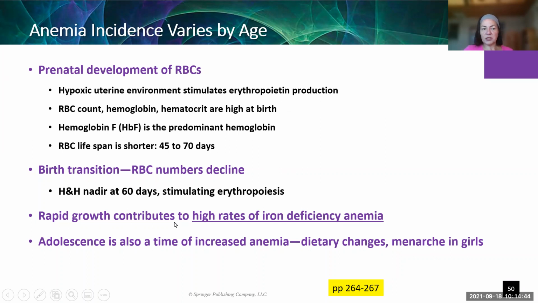Rapid growth, I think we mentioned this when we were talking about iron deficiency anemia. In kids, in infancy, toddlerhood, and then later in adolescence, there are high rates of iron deficiency anemia, especially during those periods of high growth. There are dietary changes in kids in adolescence and the onset of menarche for the females. Materials covered on these pages.